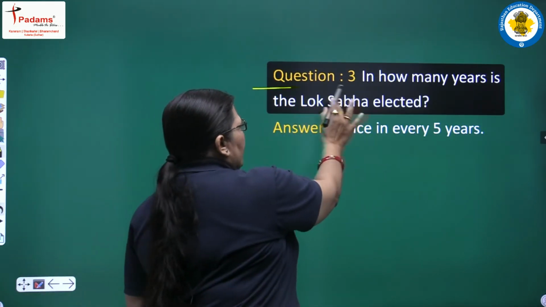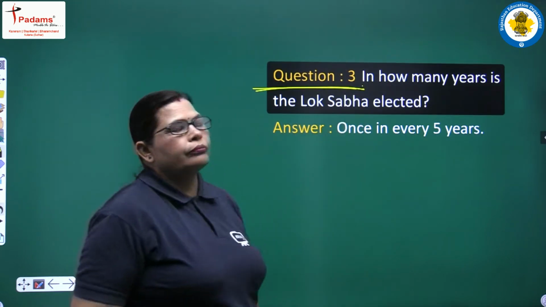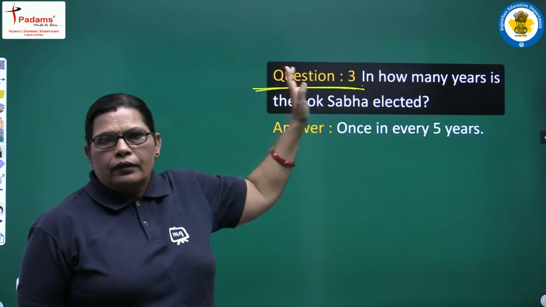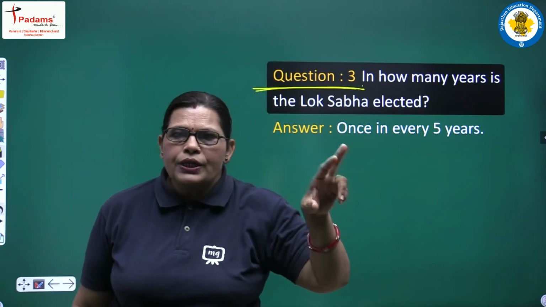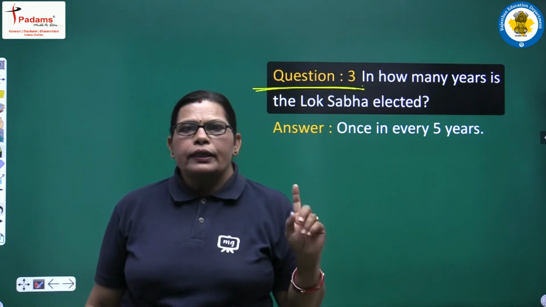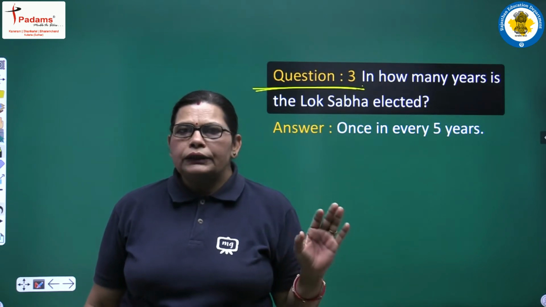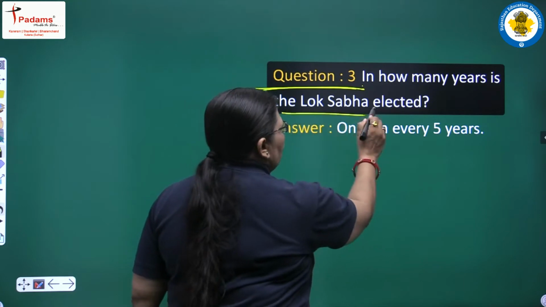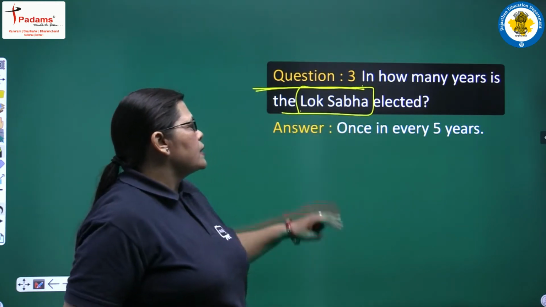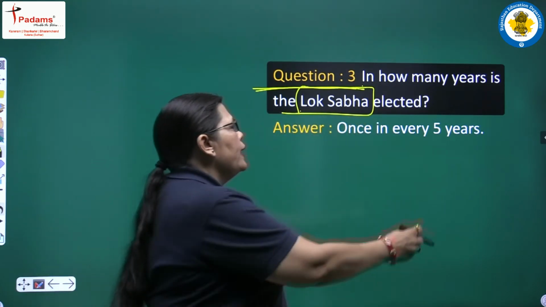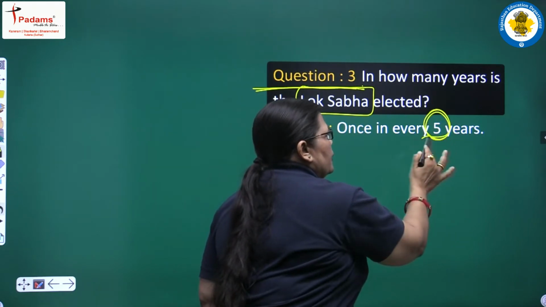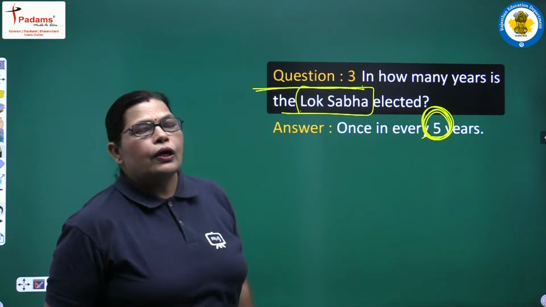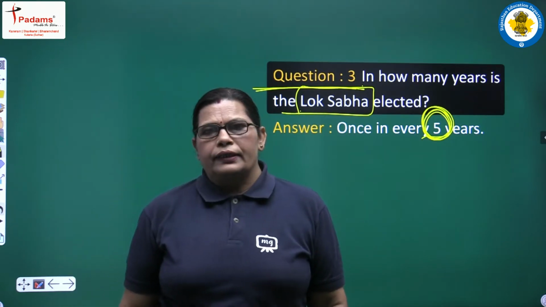We have our next question, students. In how many years is the Lok Sabha elected? Rajya Sabha we are not mentioning here because on that time no elections are going on, but we are discussing Lok Sabha, the House of Commons. Yes, the answer is once in every 5 years. Once in every 5 years, the members of Lok Sabha are elected.